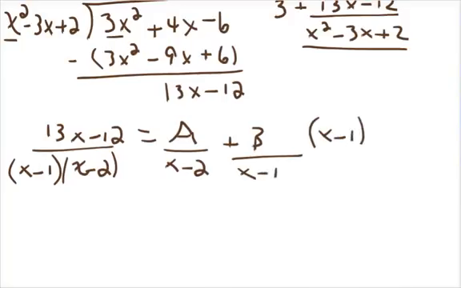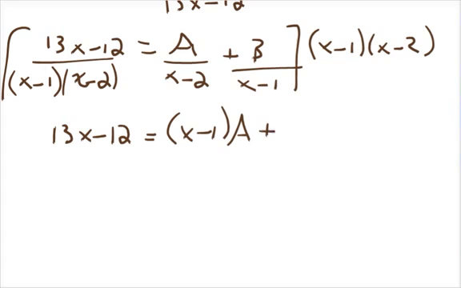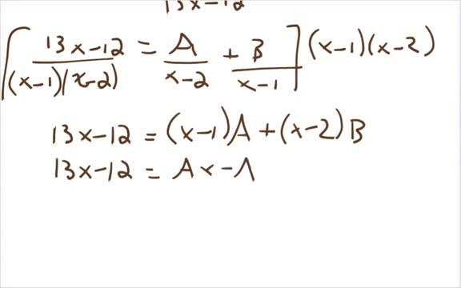And multiplying out by the denominator to both sides and reducing, it's going to yield an equation, 13x minus 12 is equal to x minus 1 times A plus x minus 2 times B. I'm going to use collecting terms for this one. And again, it doesn't matter. You can choose whichever one you would like. And you'll use combination sometimes. Whatever's easiest for you.